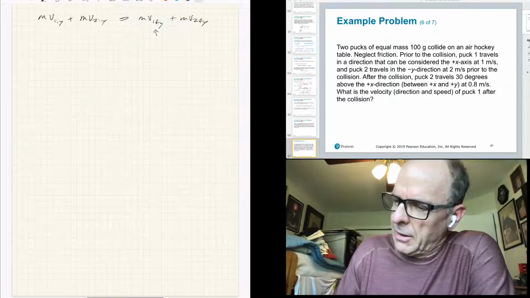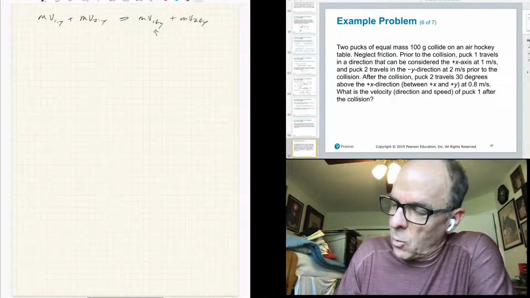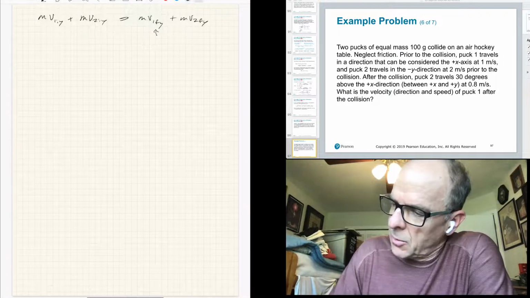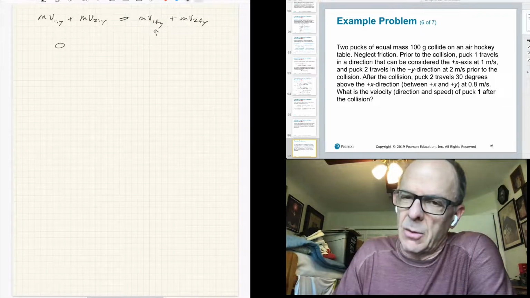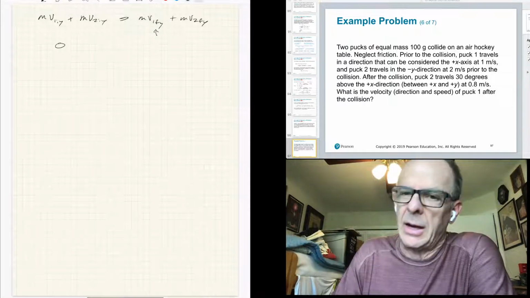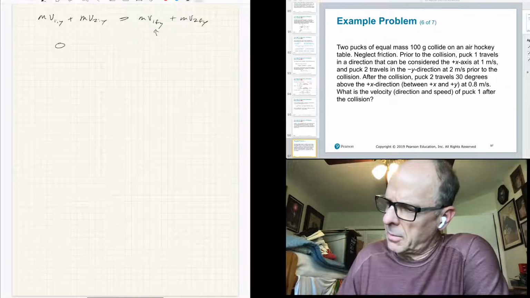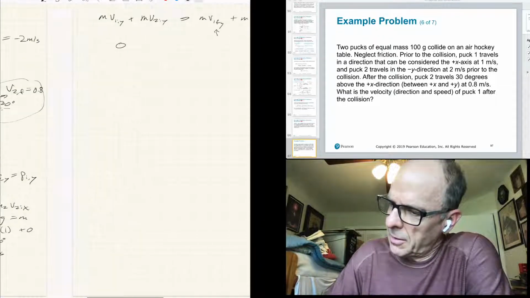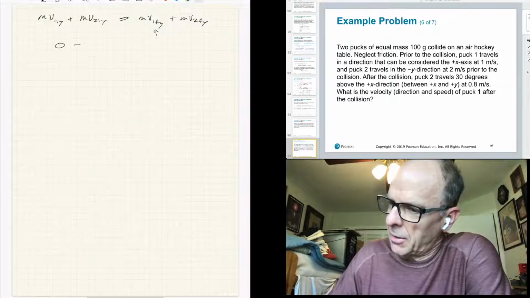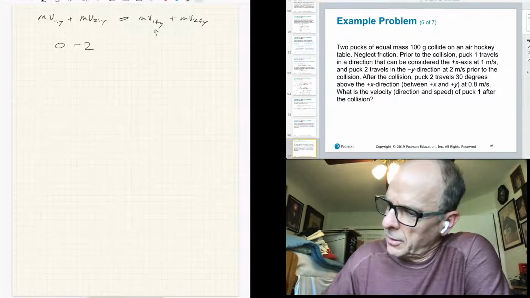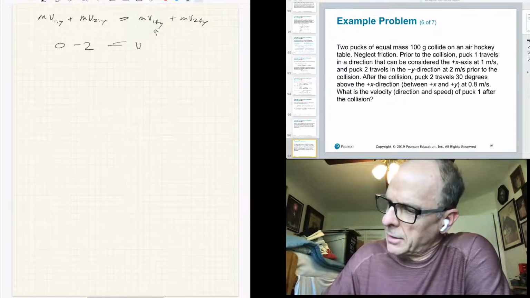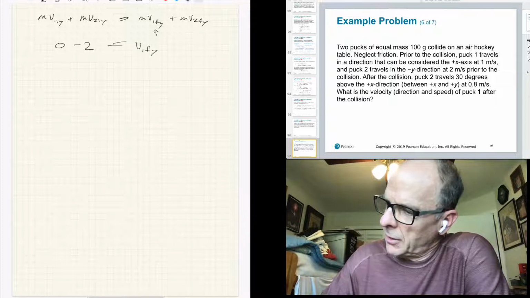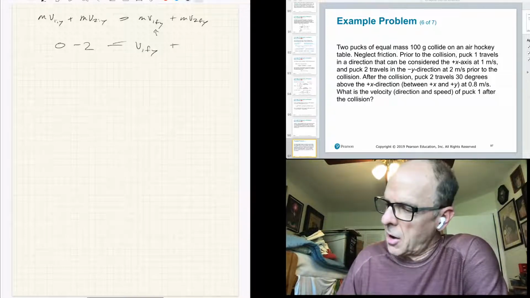What's the initial y component of puck 1? 0. What's the initial y component of puck 2? It was -2. 0 minus 2. I'm canceling the m's out already. Equals v1fy, the thing I'm looking for, plus v2fy, automatic.